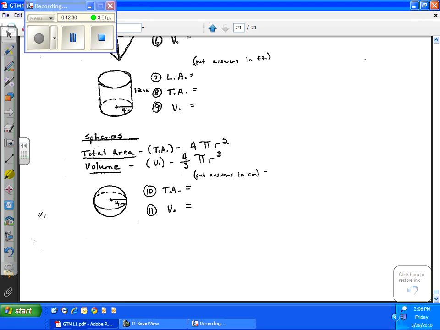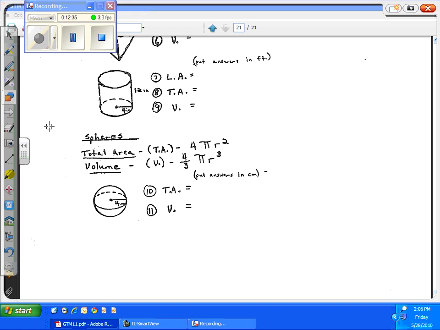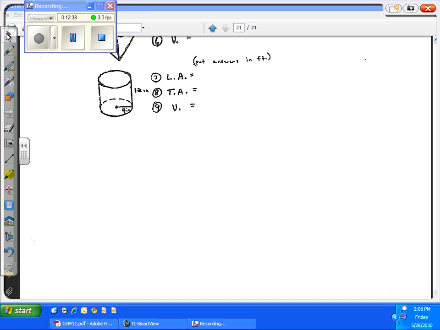7 through 9, it wants the answers in feet. It was given in inches, so we'll have some conversions to do here. We want the lateral area. To find the lateral area, you take the perimeter of the bottom, which in the case of a circle is circumference, and circumference is 2 times pi times the radius of 4 inches. That would be the base of the folded out rectangle times the height of the prism, 12 inches.